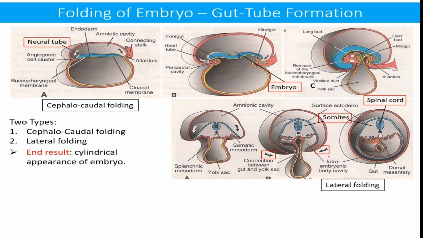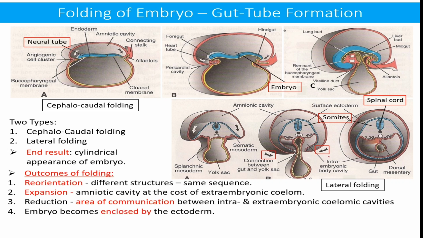The end result of these foldings is the final appearance of the embryo as a cylindrical structure. But remember one thing, these folds occur simultaneously and are not separate sequential events. As regards the outcome of the folding, if we compare the upper three diagrams A, B, C, we can appreciate that reorientation of different structures occurs, but the sequence of these structures remains the same. And the best example seen is the cardiac area, which is initially in the cephalic part, which comes to lie on the ventral aspect of the developing embryo.